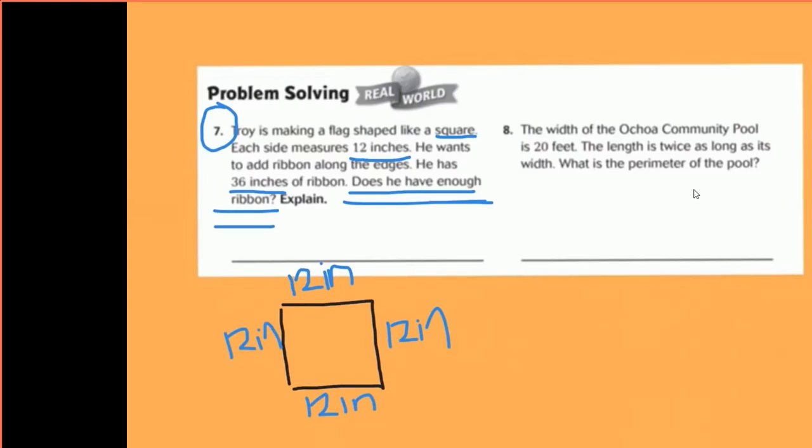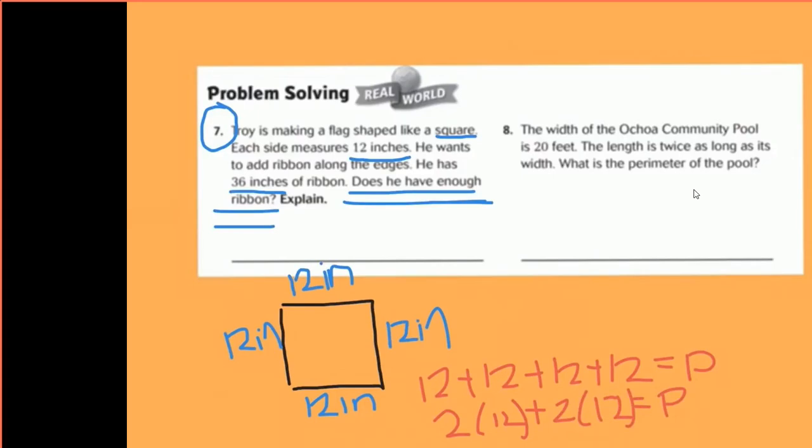Now, there are a few different ways to determine the perimeter around the square. We can add 12 four times, so we can model it: 12 plus 12 plus 12 plus 12 would give us our perimeter. We could do our formula, which is 2L plus 2W equals our perimeter. So 2 times the length, so 2 times 12, plus 2 times the width, which is 12, would give us our perimeter. Or we could just do 12 times 4. And of course, these are all in inches. 12 inches equals our perimeter.